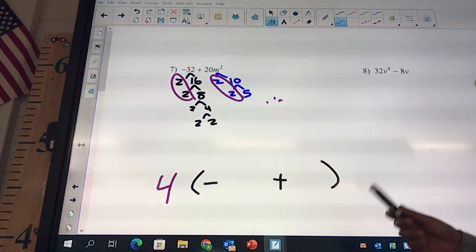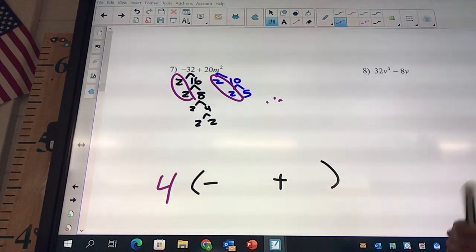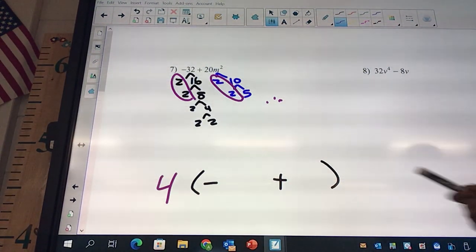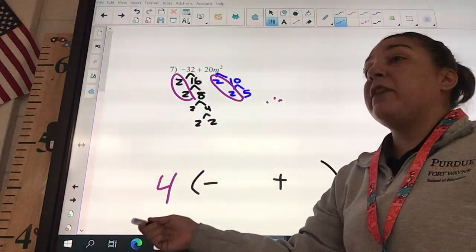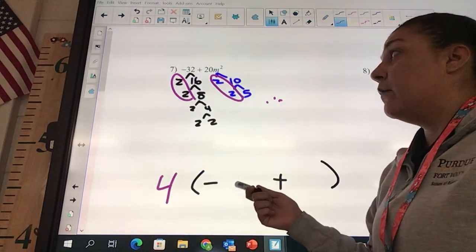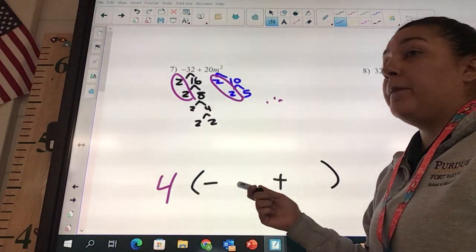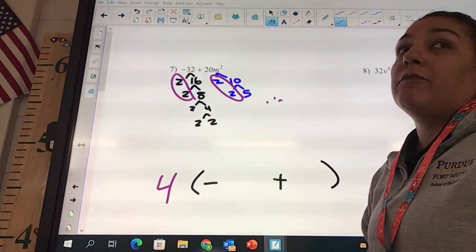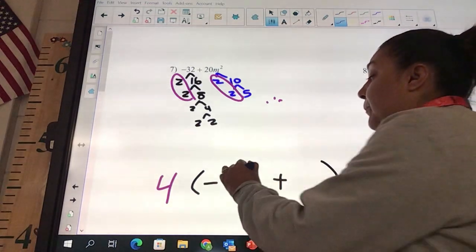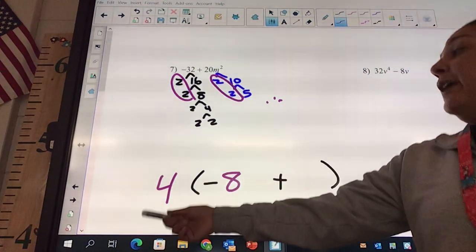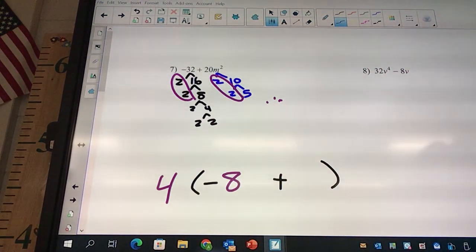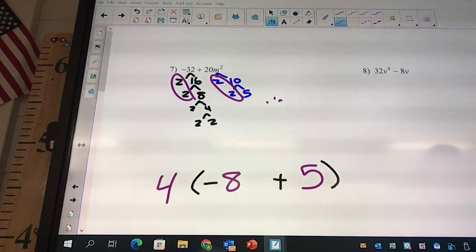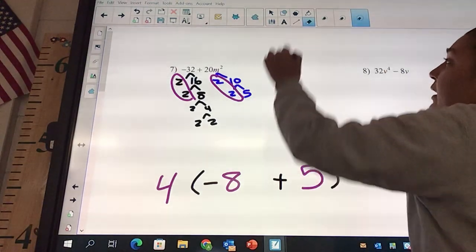So, maybe double check it on the calculator or do the factoring tree method. So, 32 divided by 4 is what? 8. 20 divided by 4, 5. Okay, and real quick, while we're on this one, I want to show you another method if you do not like the factoring tree.